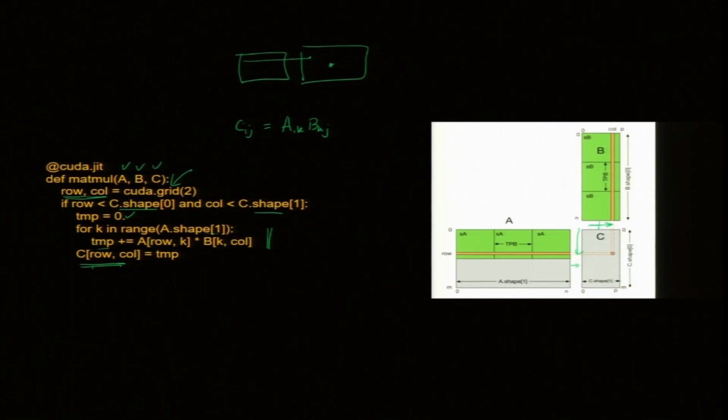So C is in global memory, it will get updated with temp, which is the answer. In the host code you saw that C, which is in GPU memory right now, will go back to main memory. Clear? But this code is not very good.